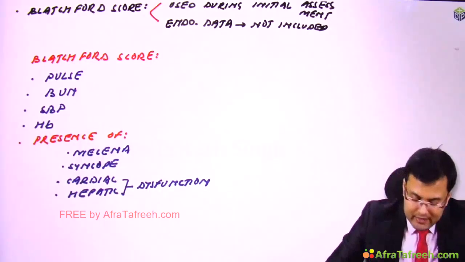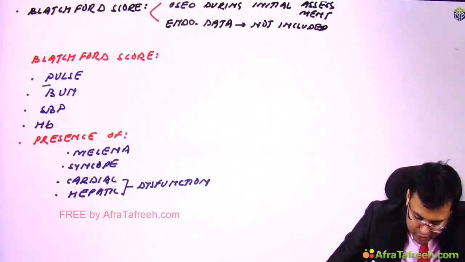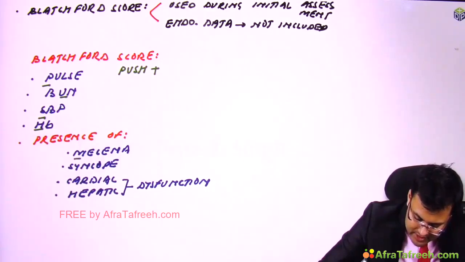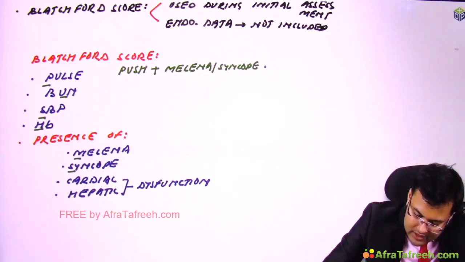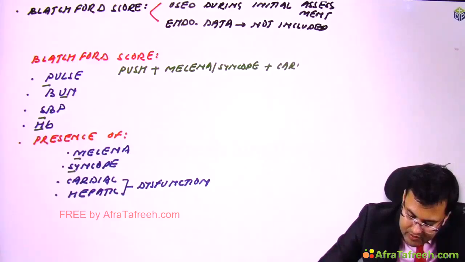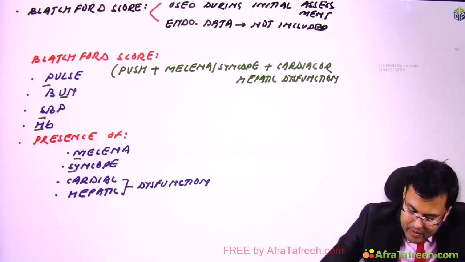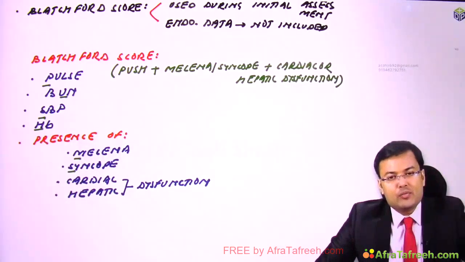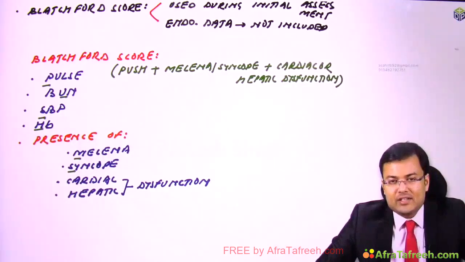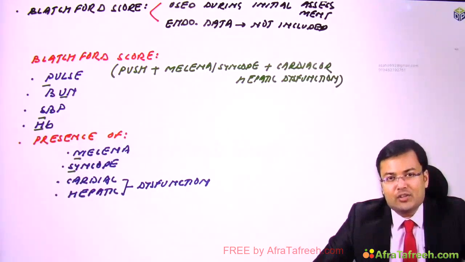Now how to remember? It's very easy to remember. Have a look. This is PUSH. So what? PUSH plus melena, syncope, plus cardiac or hepatic dysfunction. So this is how you can easily remember. PUSH plus melena, syncope, plus cardiac or hepatic dysfunction. So these are the components of Blatchford score.